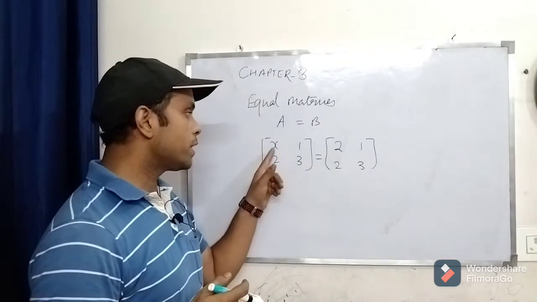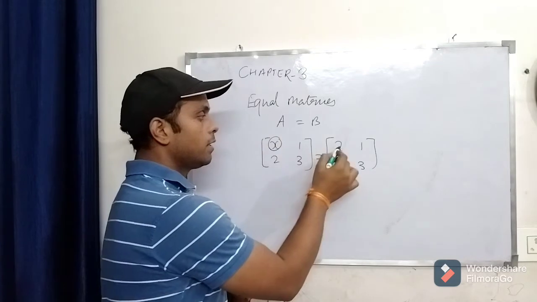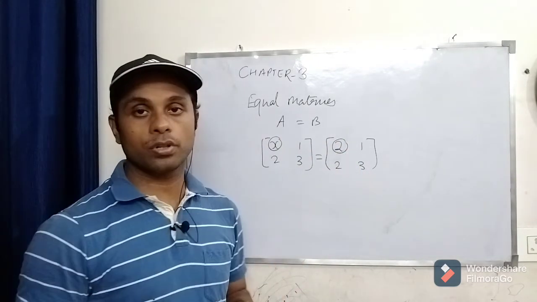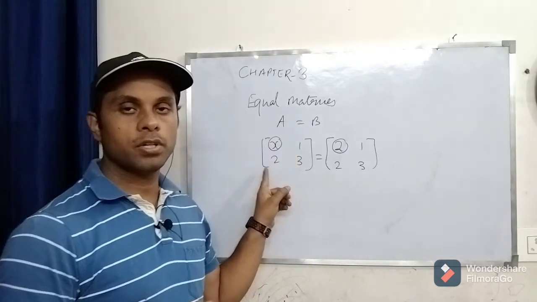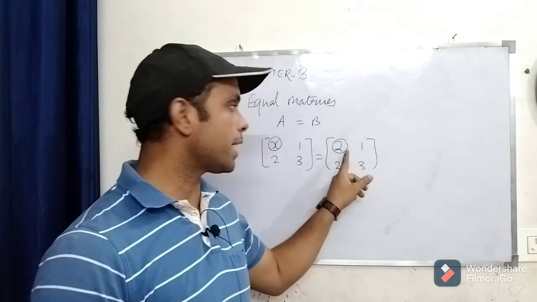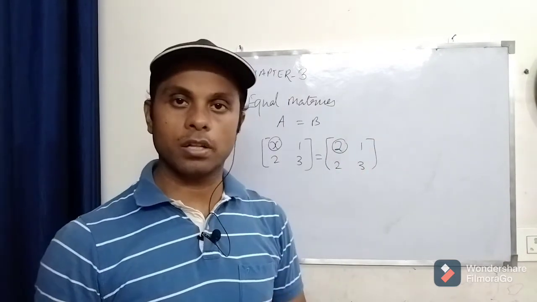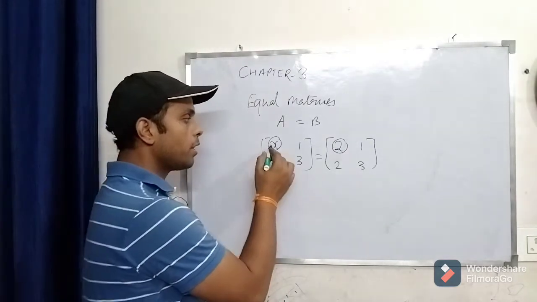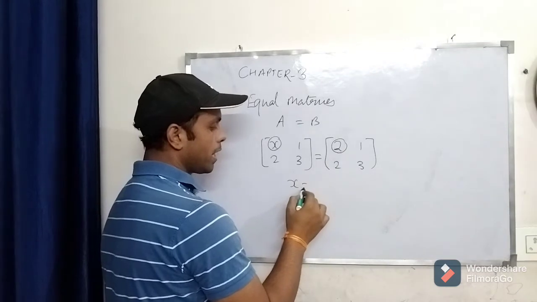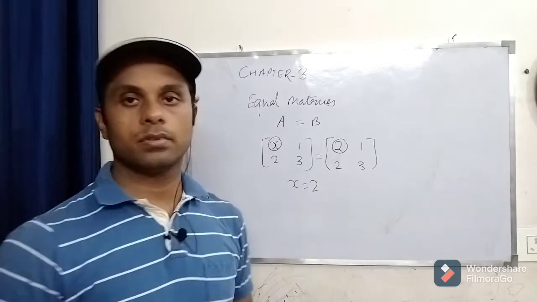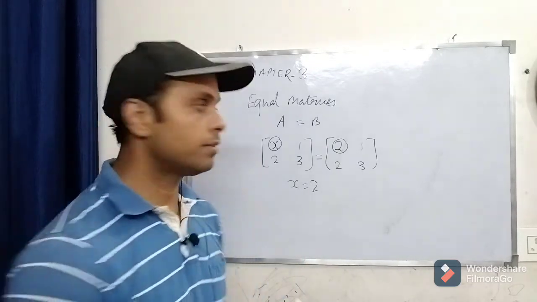Now look, which is the corresponding element of x here? The corresponding element of x is here 2. Why so? Because x is the element lying in the first row and first column, so its corresponding element in the second matrix will also be lying in the first row and first column. Therefore the corresponding element of x is 2, so the value of x is 2. This will be the answer.